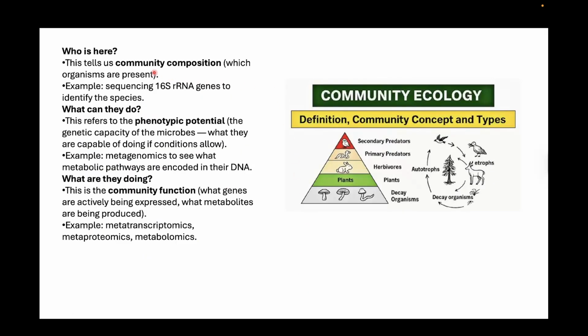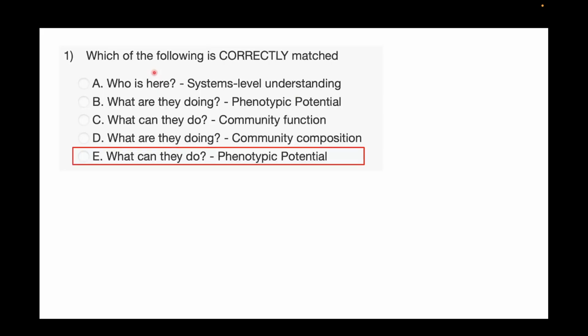So I hope it is clear to the students what community composition is, which question is answered by community composition, that what can they do is phenotypic potential, and what are they doing is community function. So that is why what can they do, phenotypic potential, option E is the correct match. What are they doing cannot be community composition. What are they doing is community function. Community composition is who is here. Is it clear to the students?